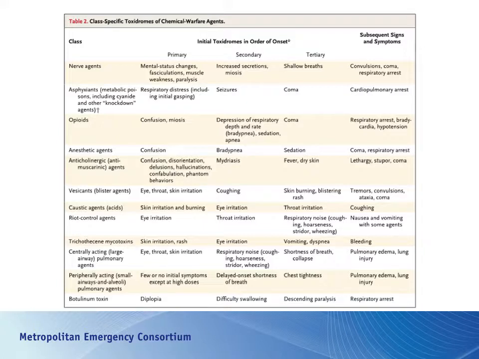Then centrally acting upper airway agents, those tend to be more things like phosgene and some of the other irritating gases, or actually phosgene is more of a lower airway. Upper airway is more like ammonia and chlorine, and those patients can have increasing respiratory symptoms and lung injury if they're in a position where they can't escape the gas. Phosgene is more of a lower airway stimulant.